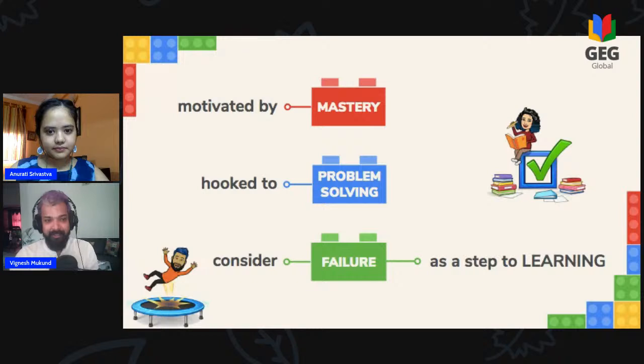And my favorite, as someone else also highlighted, was failure is considered to be not as penalizing as it is in our schooling system. Failure is considered as a step to learning, and every time you fail, it's one more way to sort of get better at it.